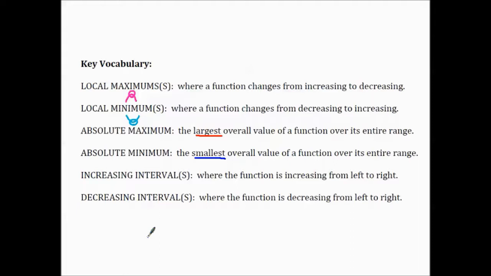Increasing intervals are where a function increases as you go from left to right. Okay, so we're looking at sections where the graph has a positive slope. And a decreasing interval is where the function is decreasing from left to right, so where it has a negative slope. Okay, and left to right is extremely important for both of those. Let's look at some examples.